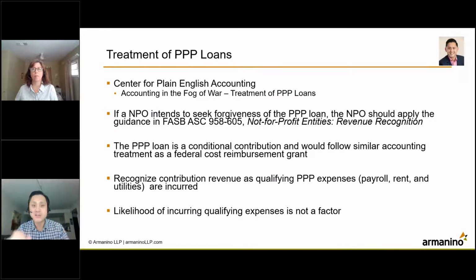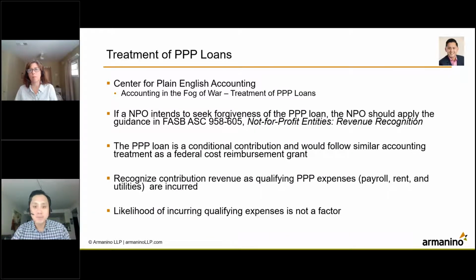That's because both those criteria that Renee mentioned earlier are met, right? There's limited discretion on use of the funds. You have to use it within the very narrow guidelines of the PPP program, and it's a bit more stringent than just a line item budget. And if the funds aren't used in accordance with the strict guidelines of the PPP program, then it has to be repaid. Essentially, you're treating your PPP loan similar to how you would treat a federal cost reimbursement grant. So therefore, you would recognize a revenue when a qualifying PPP expense is incurred.